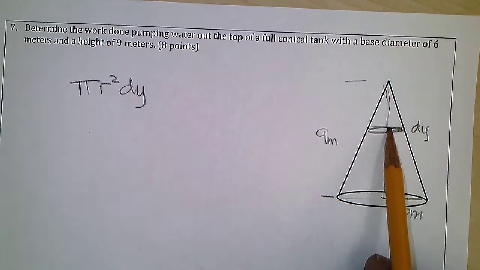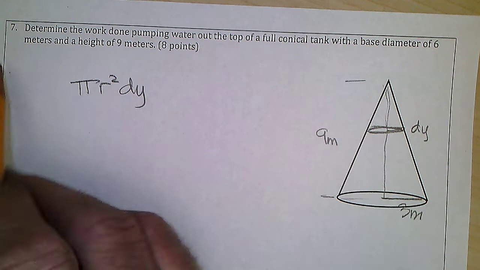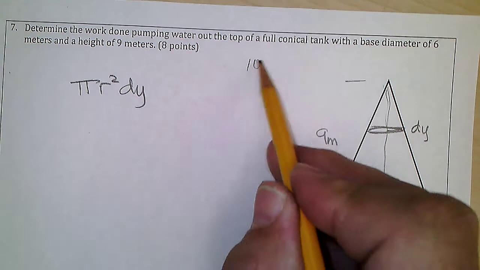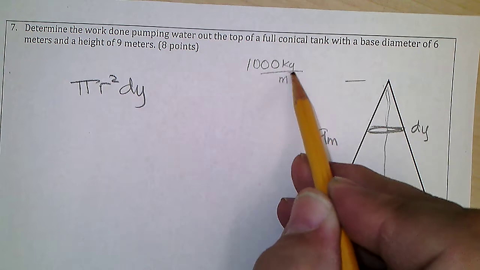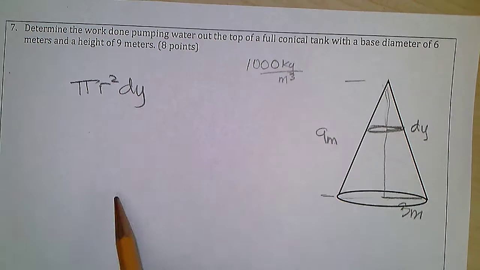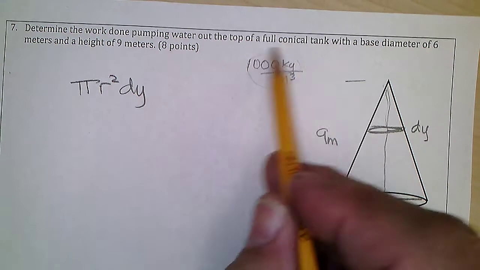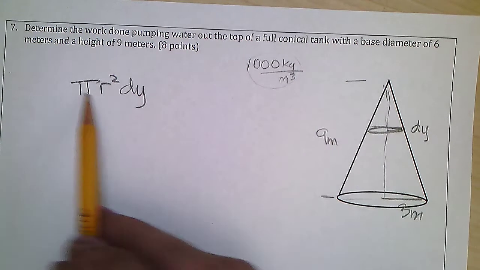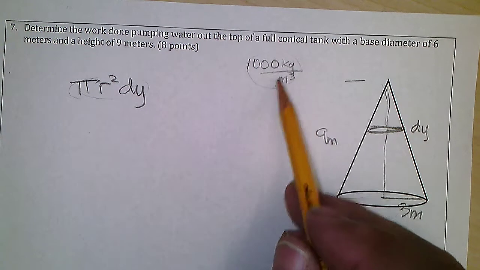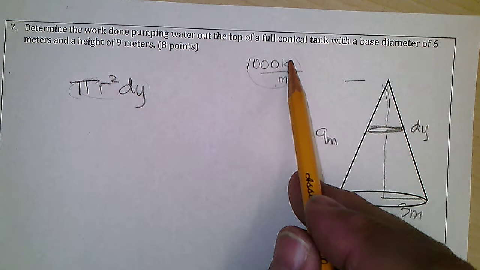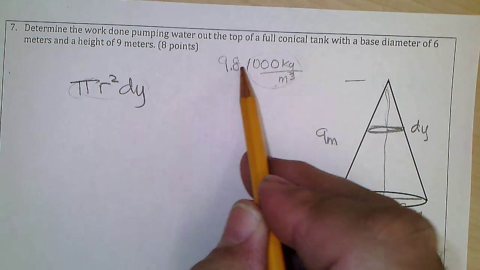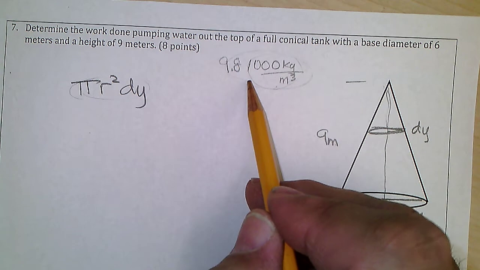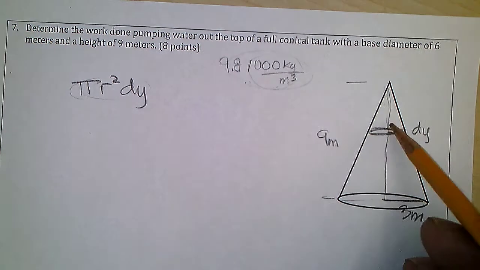And the volume times the density of water. The density of water is 1,000 kilograms per meter cubed. These are in meters, so this times that would cancel the meters cubed, and that would give you the mass. Then we'd have to multiply by the acceleration due to gravity. That would give us the force. And then we have to take the force times the distance.